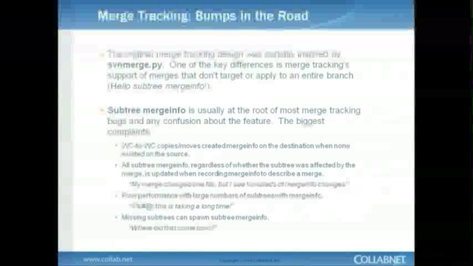Now, as Bob mentioned, we want to talk about some of the bumps in the road we've encountered since merge tracking was released in 1.5.0. Merge tracking was partially inspired by the svnmerge.py tool that some of you may have used. Unlike that tool, though, merge tracking supports merges that don't apply to entire branches, i.e. what we just talked about, subtree merges and merging to targets with missing subtrees. These differences are what create subtree merge info. And as I mentioned a few slides back, subtree merge info is at the heart of much of the confusion and most of the bugs related to merge tracking.